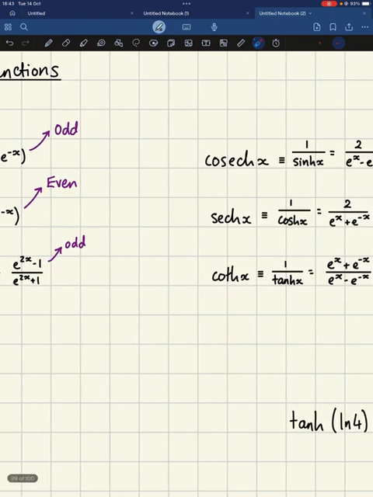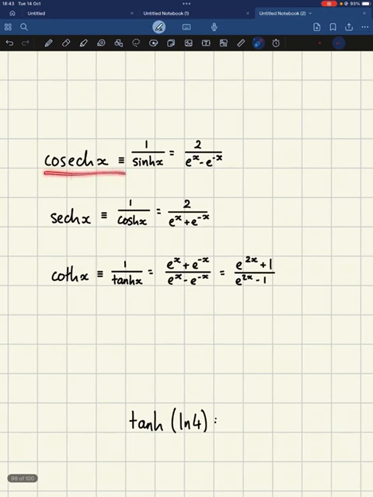Their reciprocals are cosech, sech, and coth, or hyperbolic cosecant, hyperbolic secant, and hyperbolic cotangent, whatever you want. Again, just like in normal trig, hyperbolic functions have so many similarities when we come to the identities and stuff like that. It's really amazing how normal trig is to do with triangles and angles, whereas these are exponentials and they're linked.